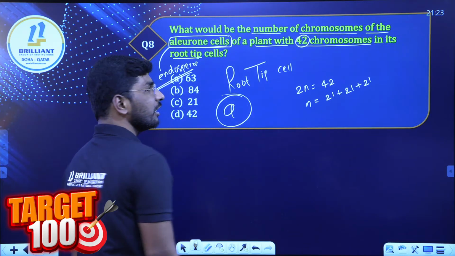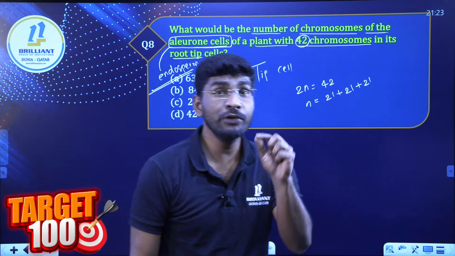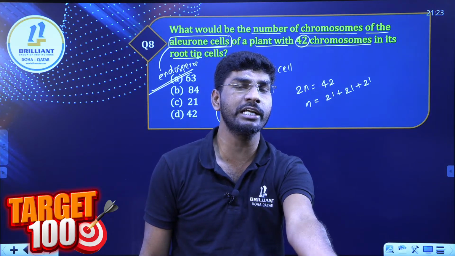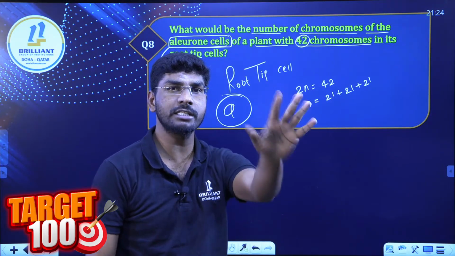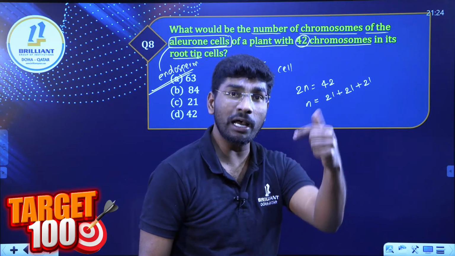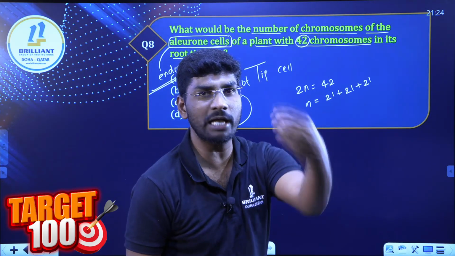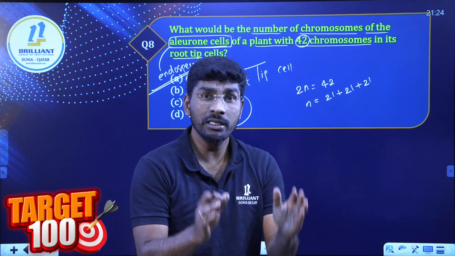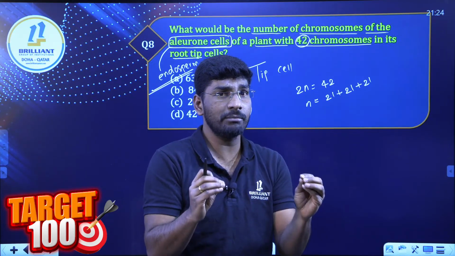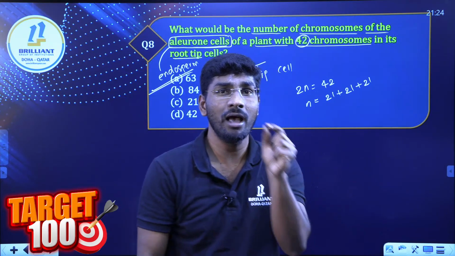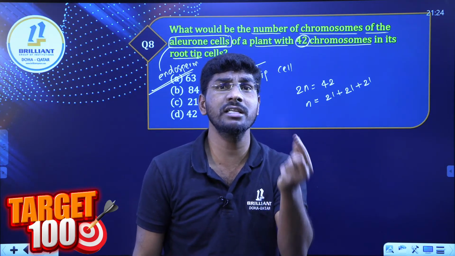Option 63. If you don't know aleurone is endosperm and endosperm is triploid in nature, you cannot answer this question. So my dear students, if this type of question comes, carefully understand whether they are asking about the endosperm or about the zygote.